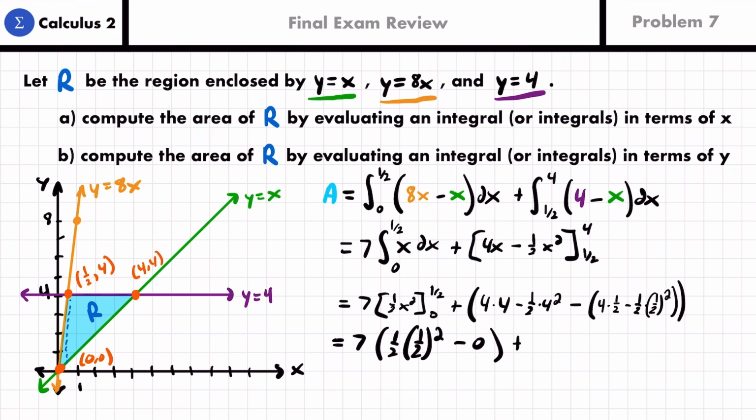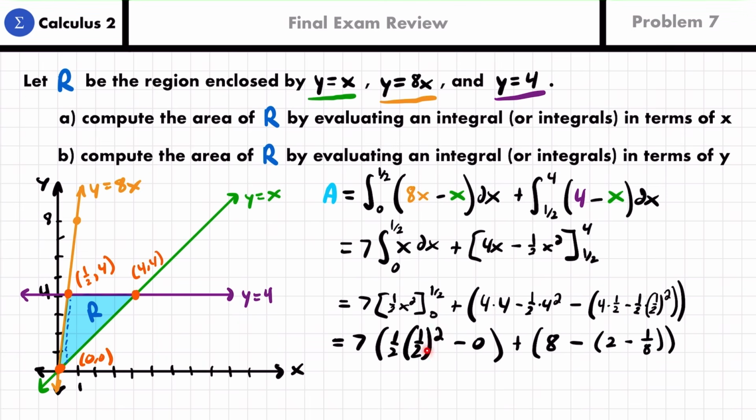And then that will be added to this over here. 4 times 4 is 16. So we have 16 minus 1/2 times 4 squared. 4 squared is 16, times 1/2 is 8. So we have 16 minus 8, which is just 8. So I'm going to rewrite that as just 8. And then we are subtracting 4 times 1/2, which is 2. So we have 2 minus 1/2 times 1/2 squared. 1/2 squared is 1/4. 1/4 times 1/2 is 1/8. So we have 2 minus 1/8.